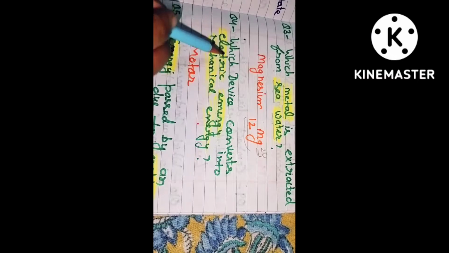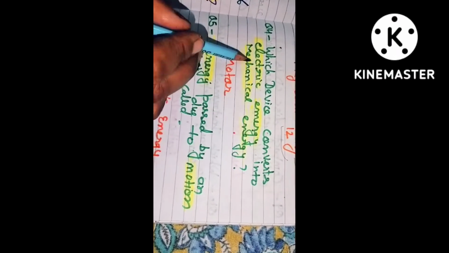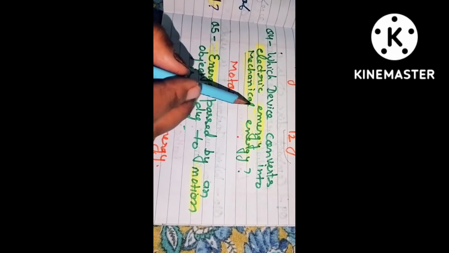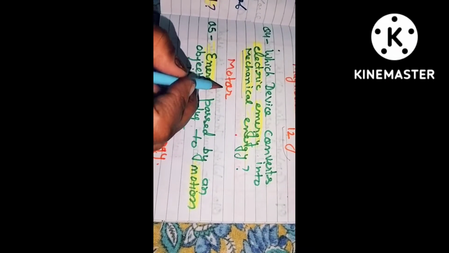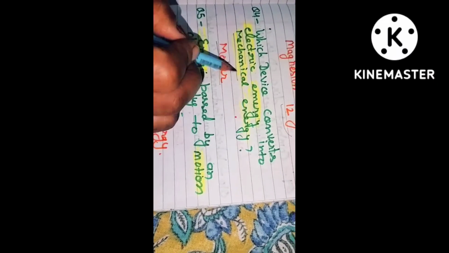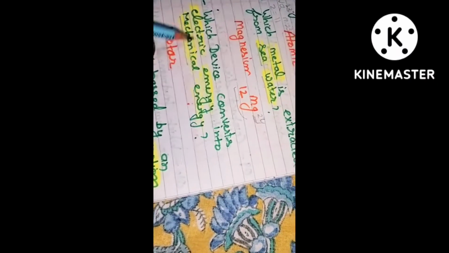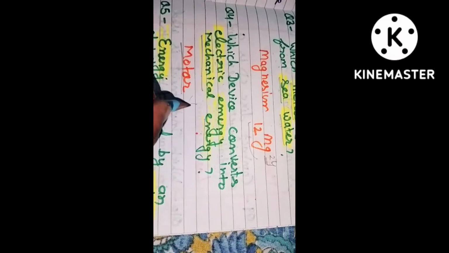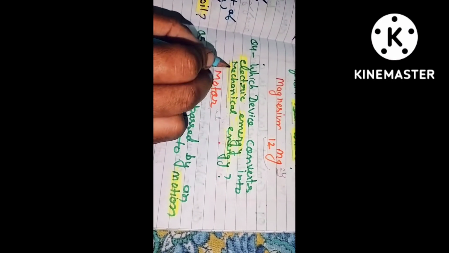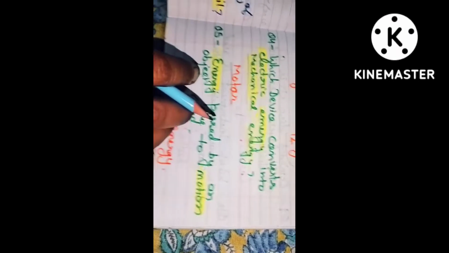Next, which device converts electric energy into mechanical energy? The example is a motor. A motor converts electric energy into mechanical energy. It accepts the electric energy and gives the output as mechanical energy in the form of work.